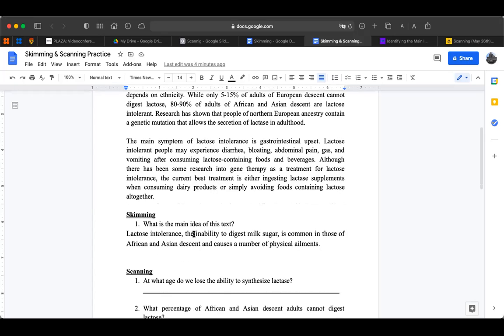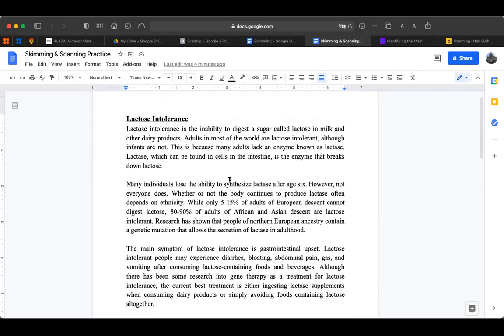Okay, so lactose intolerance is the inability to digest milk sugar, is common in those of African Asian descent and causes a number of physical ailments. So you guys were correct. Estaban bien. Sobre lactose intolerance, ocurre en adultos. Yeah, it happens in adults, but to be more specific, para ser más específico, you could have said that it mostly happens in Africans and Asians. Porque aquí dice que, viendo el porcentaje, only 5 to 15% of adults of European descent cannot digest lactose, but 80 to 90% of adults in Africa and Asia are lactose intolerant.